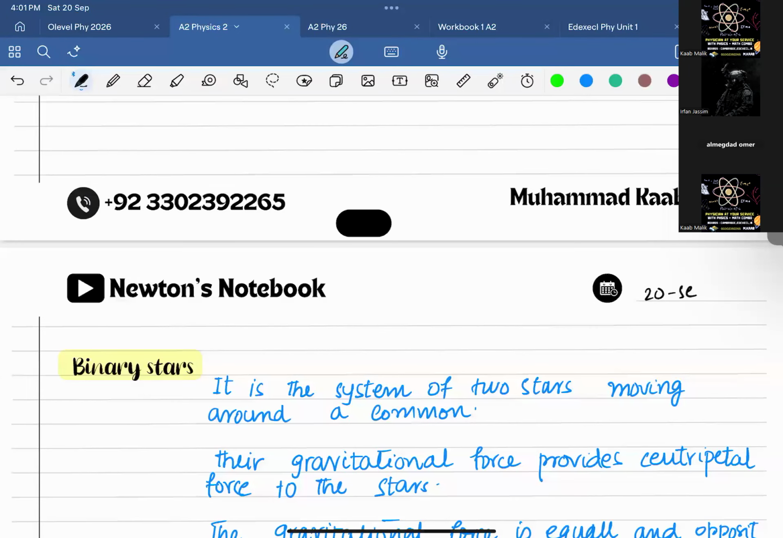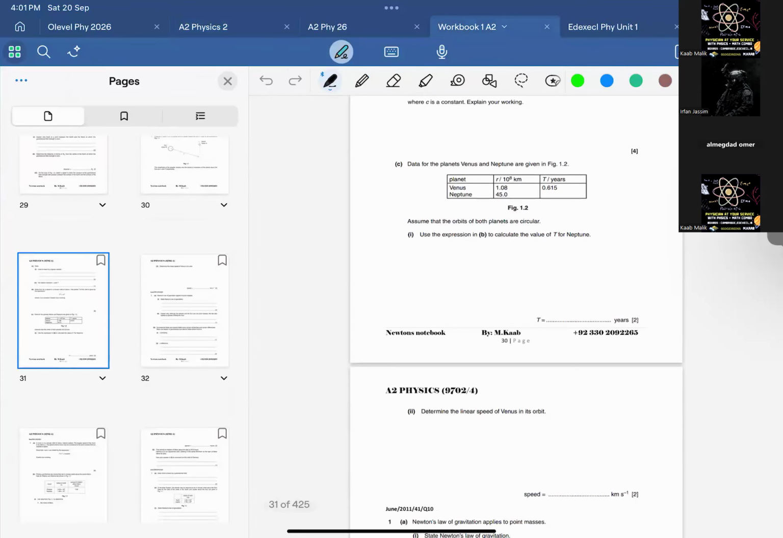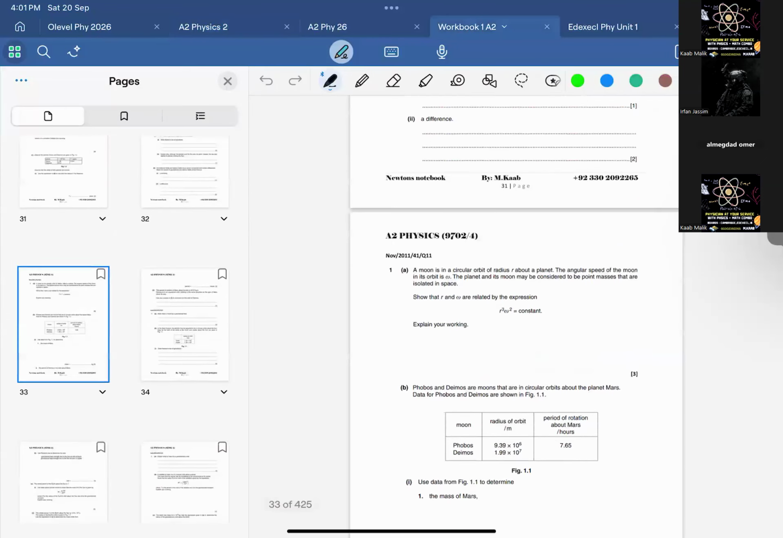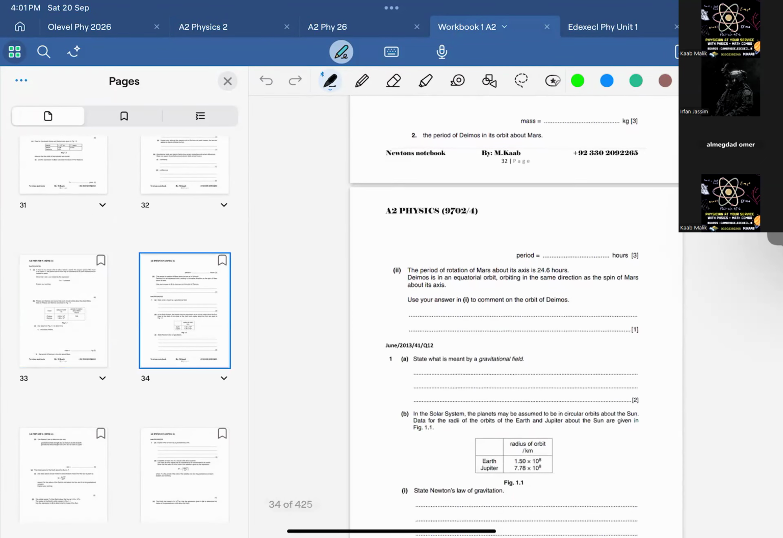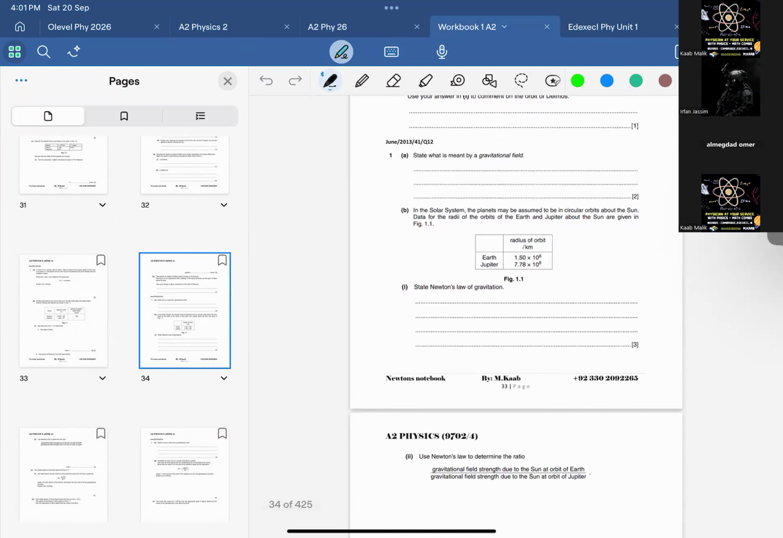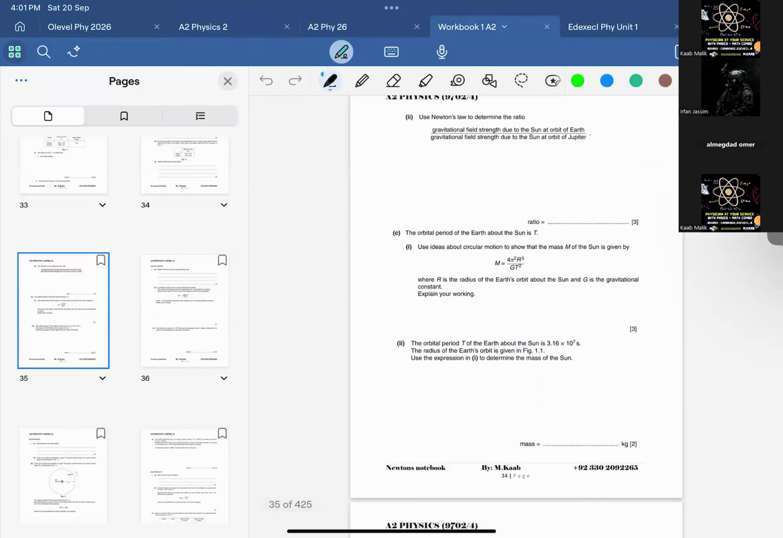Now I also send you this workbook. It contains the questions from 2002 till 24. So you can try the questions. I'm also giving you the marking key for this one, so that if you want to check, you can check it with the marking key.